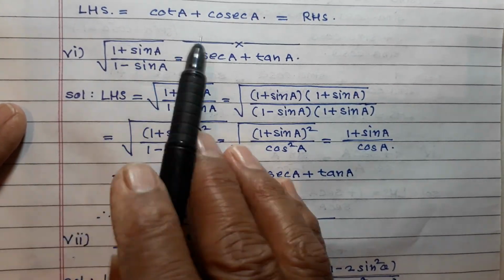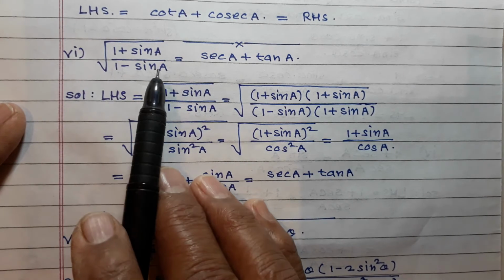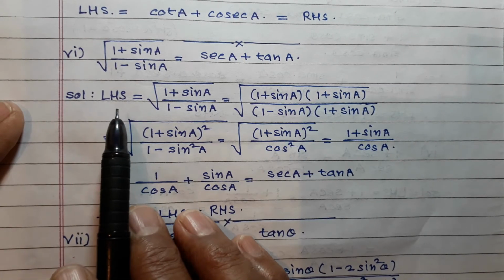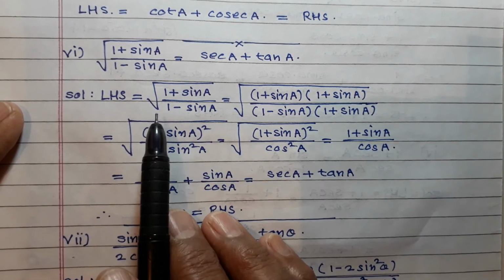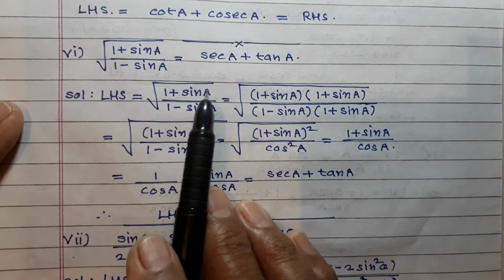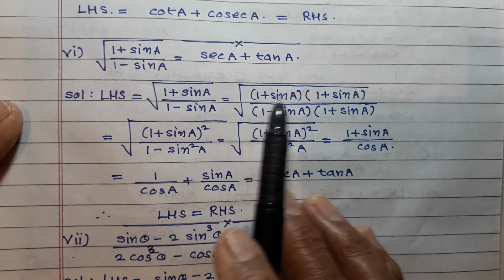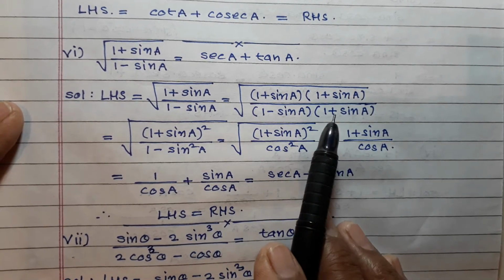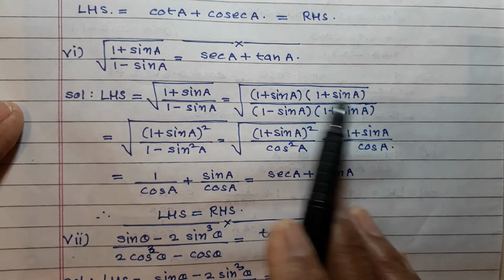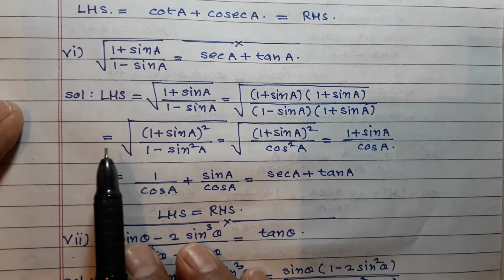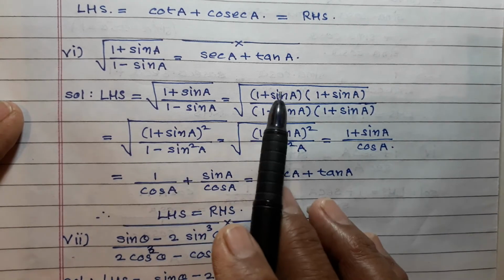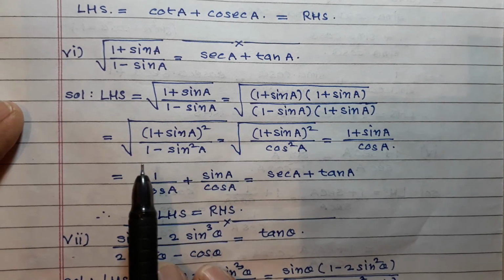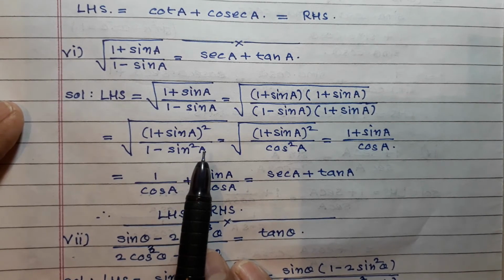6. Under root (1 plus sin A upon 1 minus sin A) is equal to sec A plus tan A. Left hand side is equal to under root (1 plus sin A upon 1 minus sin A), which is equal to under root of (1 plus sin A) into (1 plus sin A) upon (1 minus sin A) into (1 plus sin A). So I rationalize the denominator here. So it is equal to under root of (1 plus sin A) whole square upon (1 minus sin square A).